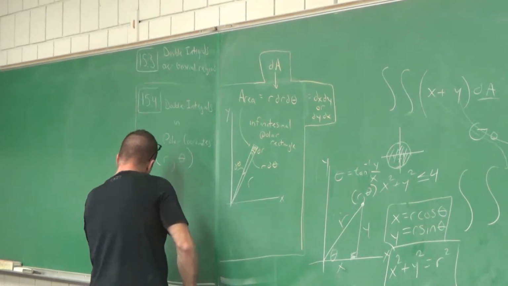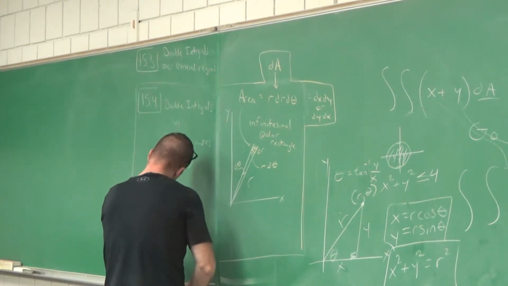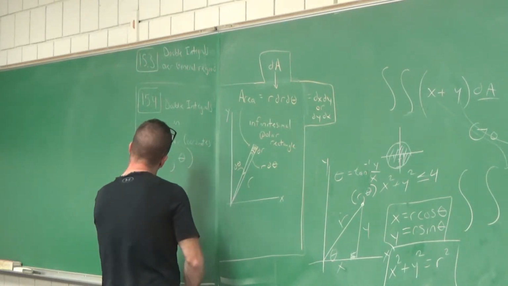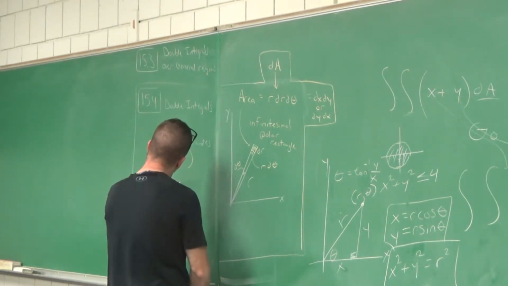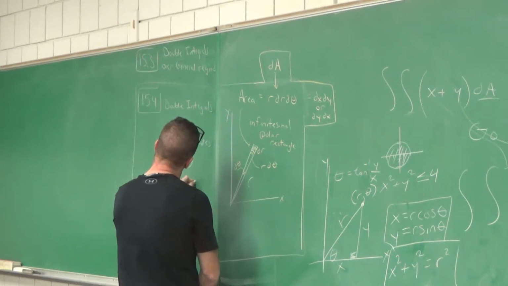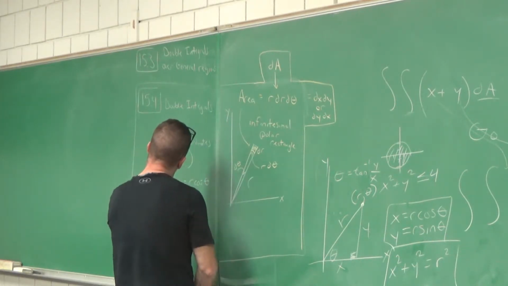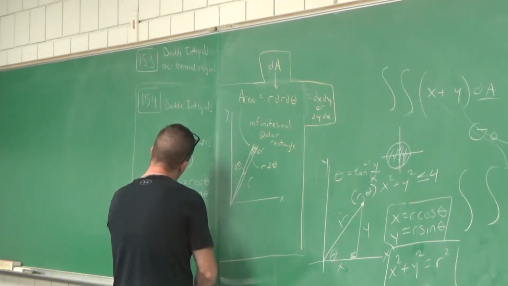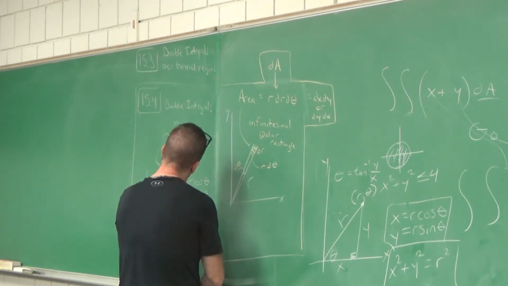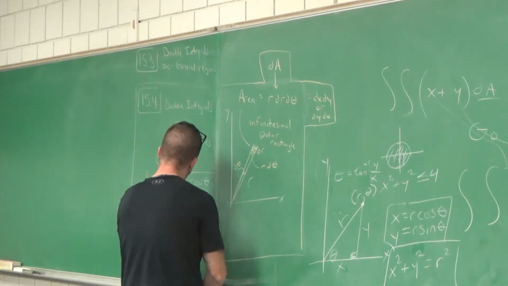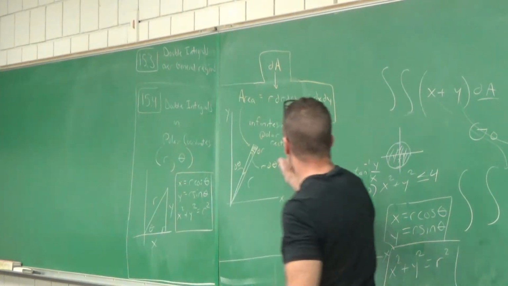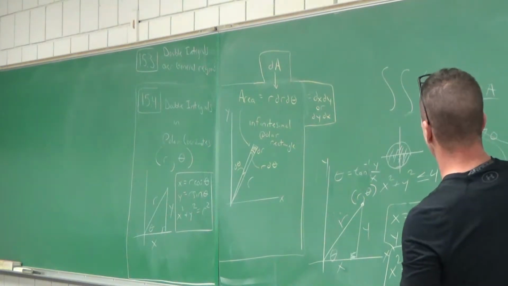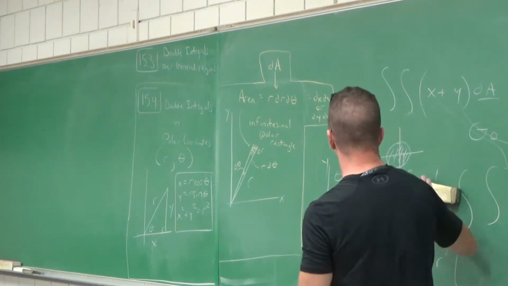Let me draw that triangle again: theta, y, x, r. What are my main equations? x equals r cosine theta. y equals r sine theta. And x squared plus y squared equals r squared. There we go. And if you want to put the theta one as well, you can. We'll only put it down if we need it. Okay, so let me get this mess out of the way.